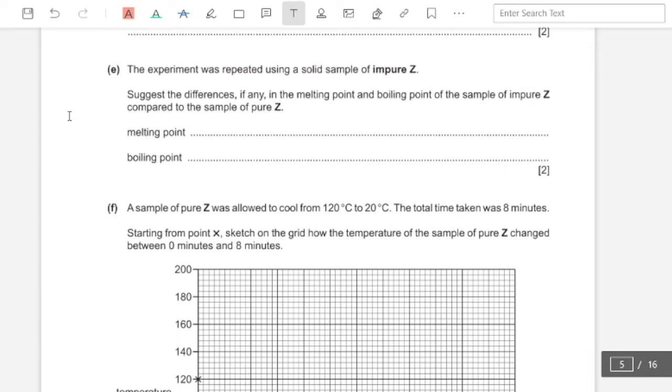Okay, E. The experiment was repeated using a solid sample of impure Z. Suggest the difference, if any, in the melting point and boiling point of the sample of impure Z compared to the sample of pure Z. Okay, so any impurities always lower the melting point and increase the boiling point of a substance. So the melting point gets lowered and the boiling point increases.